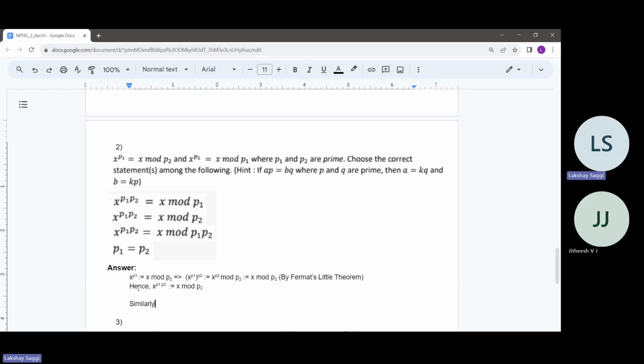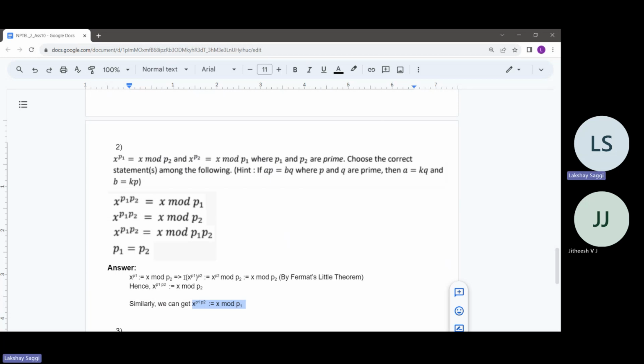Similarly, we first started off with x to the power p1 is congruent to x mod p2. If we start off with the second equality, where x raised to the power p2 is equal to x mod p1, and raise to the power p1 on both sides, then we'll again get x raised to the power p1 p2 is congruent to x mod p1. So we got this option, and in a similar manner you can show this also by just raising this equality to the power of p1.